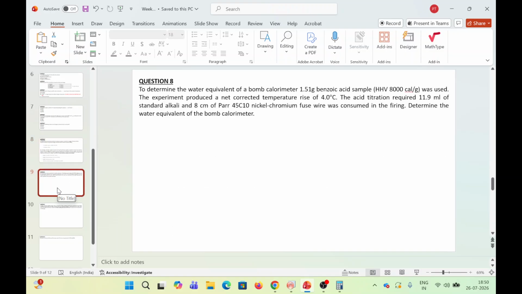Question 8. To determine the water equivalent of a bomb calorimeter, 1.51 gram of benzoic acid with a high heating value of 8000 calorie per gram was used. The experiment produces a net corrected rise in temperature of about 4 degrees Celsius. Acid titration required 11.9 ml of standard alkali, and 8 centimeter of Parr 45C10 nickel chromium fuse wire was consumed in the firing. Determine the water equivalent of the bomb calorimeter.